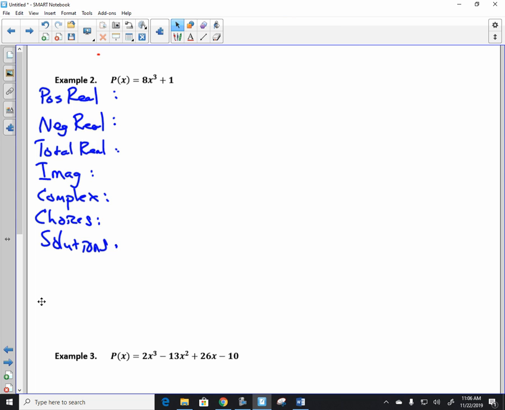How many positive real? None. P of negative x would be negative 8x cubed plus 1. How many negative real? 1. If I have no positive real and 1 negative real, how many total real do I have? There's 1. There's a total of 3 complex solutions, so how many imaginary will there be? There will be 2.